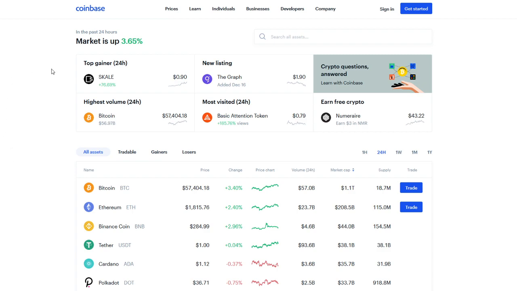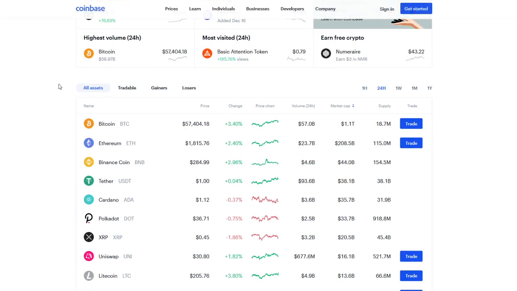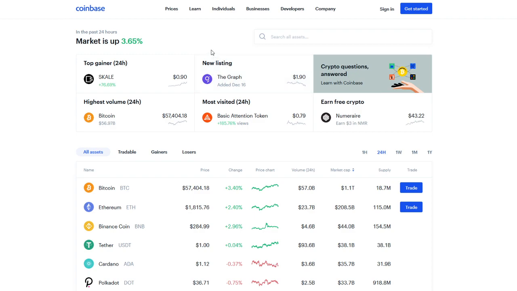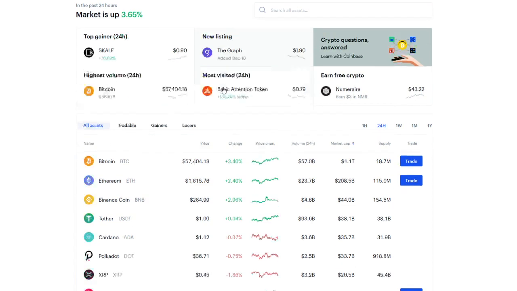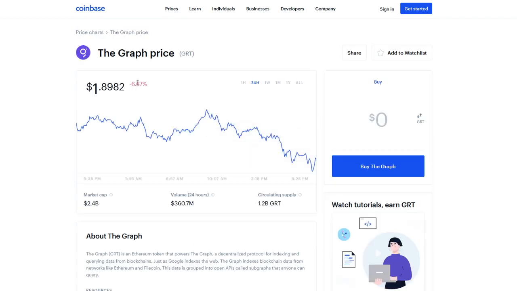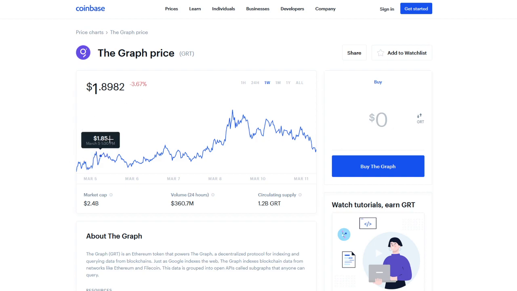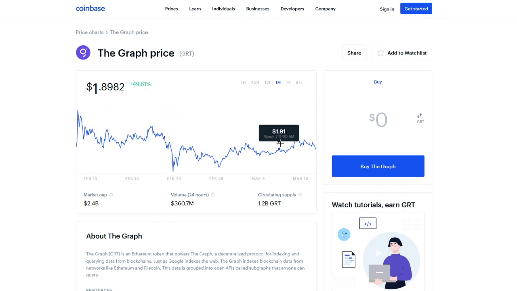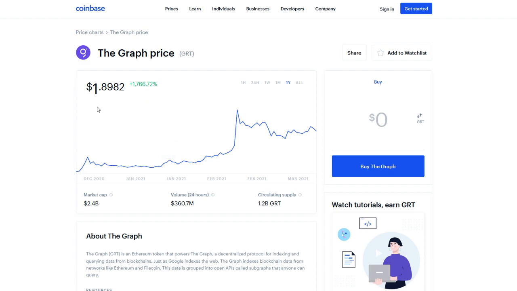Look at a few of the market increases in some of these coins. Specifically, the newest listing, The Graph, added December 16th, and it is currently at $1.90. We see a decrease of 6.67%, and we're going to see why we see a 24-hour decrease. And overall, in the last week alone, we've seen a small decrease as well. And we're going to see when we think it's going to continue this 49% rise that started this month and the 1,766% rise we saw in the last year all together.